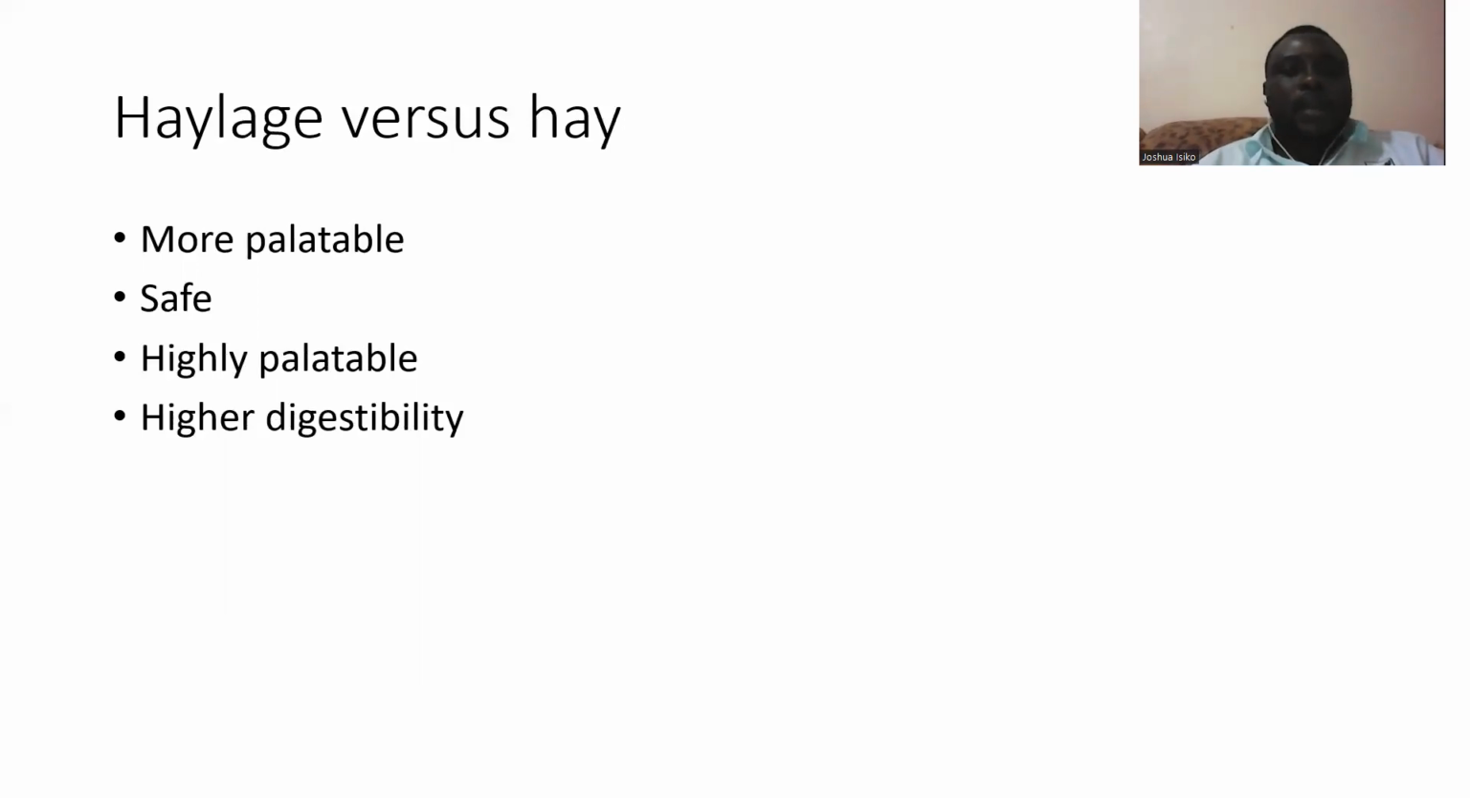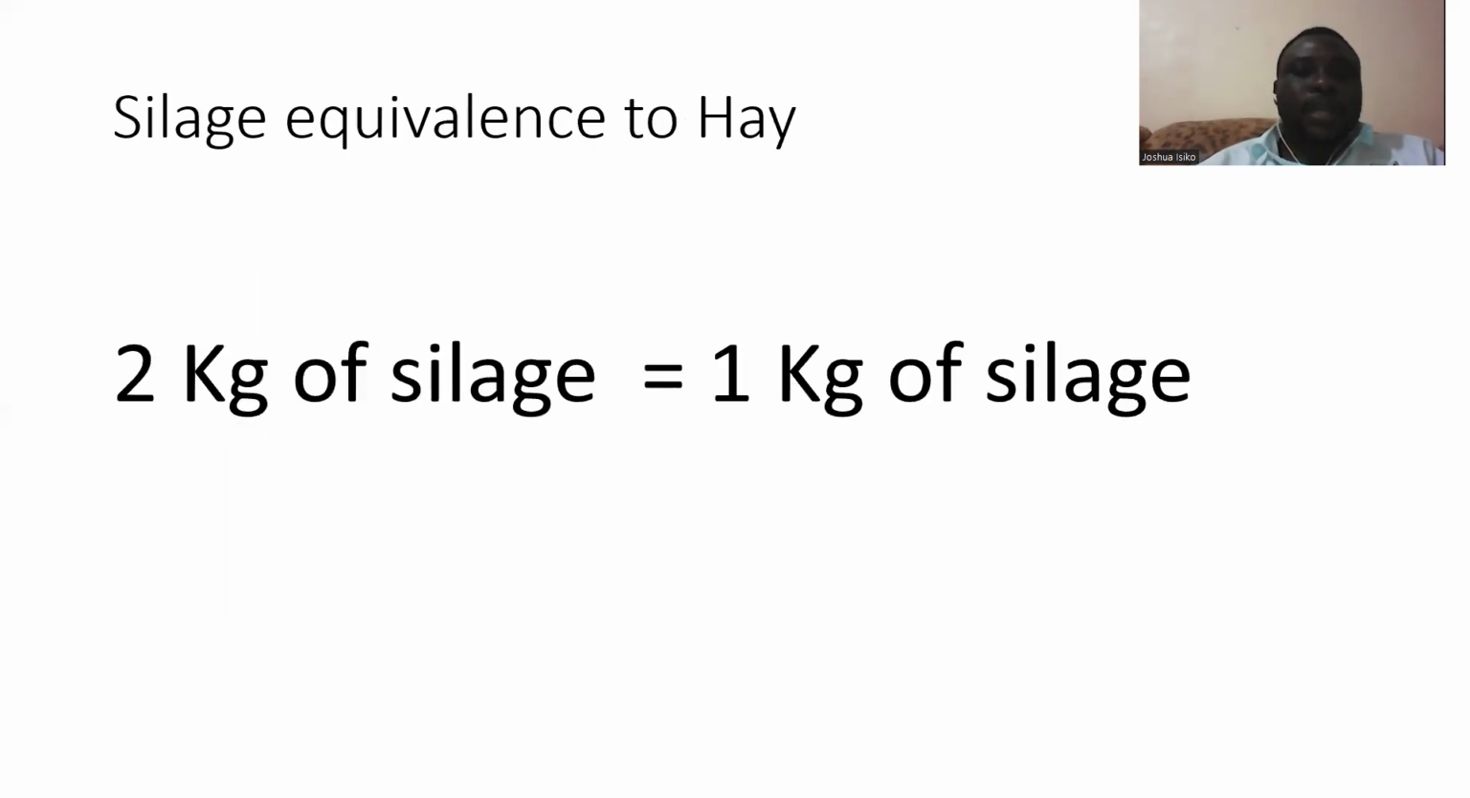Haylage versus hay: haylage is more palatable. Instead of making hay, you could make haylage and improve the moisture content. It is safe, highly palatable, and digestibility is a bit higher because fermentation mimics the rumen process. So by the time you drop this silage into the rumen, it is a step ahead compared to when you put hay. How is the equivalence?